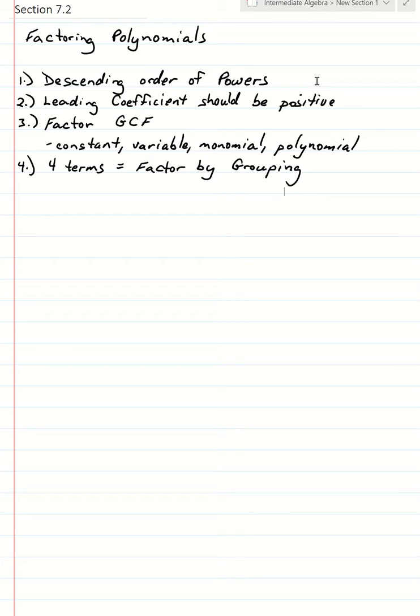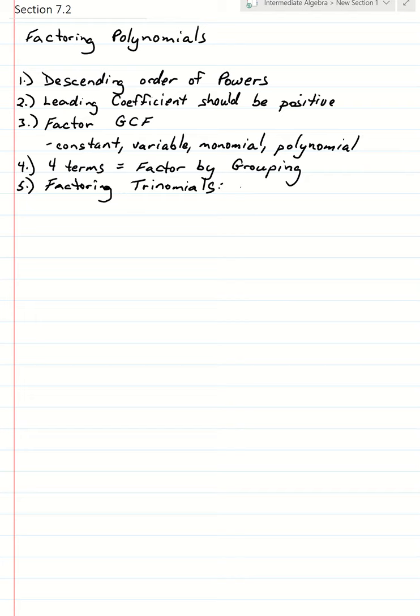Now, in our new section, section 7.2, we're going to add another step in that we're going to be focusing on factoring two types of trinomials. Now, trinomials are three-term polynomials. And like I said, we're going to break it up into two different types.